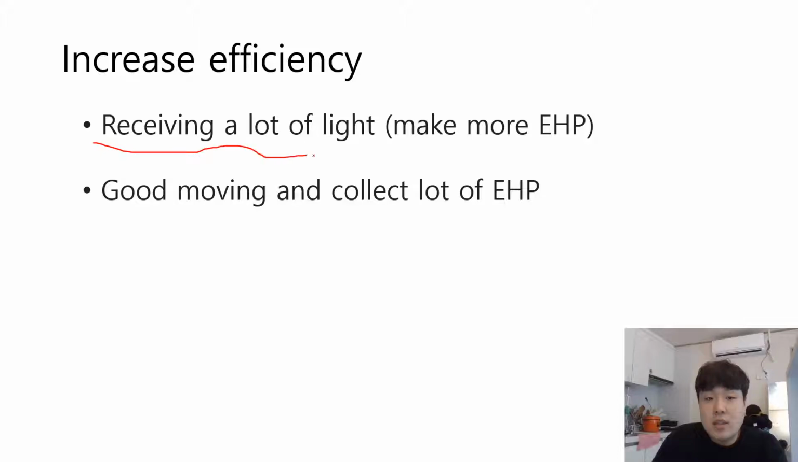For the first case, we can make an AR coating or texturing. That means keeping the light for a longer time, and that causes more electron hole pairs. And to collect a lot of electron hole pairs, good moving and metallization or firing can increase the efficiency.